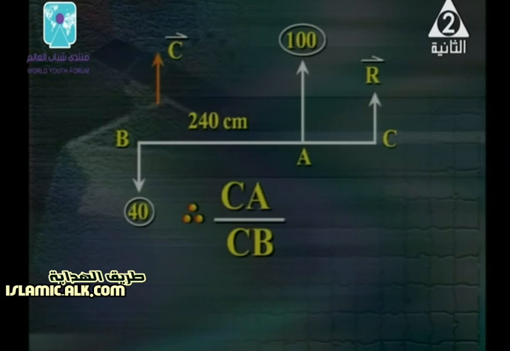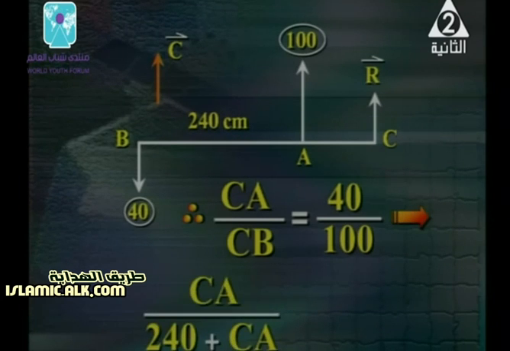Therefore, CA over CB equals what? 40 over 100. The ratio between CA and CB equals F2 over F1. By substitution, look at CB: CB in the graph equals AB plus AC. AB equals 240, plus CA or AC. Then CA over 240 plus CA equals what?